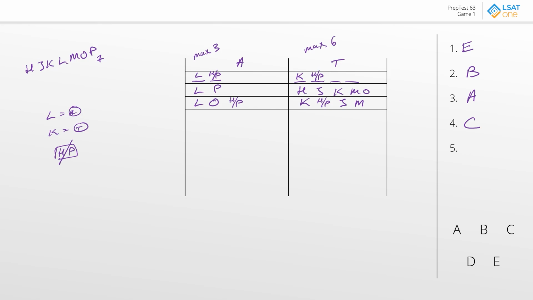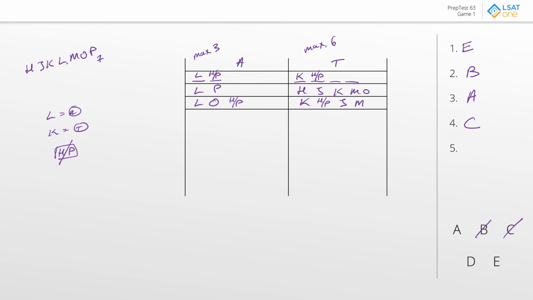Just in case, let's take a quick look at the rest. Answer choice B, J and M both go to trial, and, well, trial is wide open. There's plenty of room on trial, so that easily could have happened. Answer choice C, M and O both go to trial, and again, why not? There's plenty of space here to accommodate both M and O.